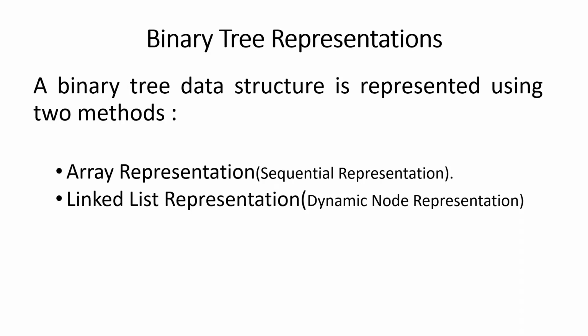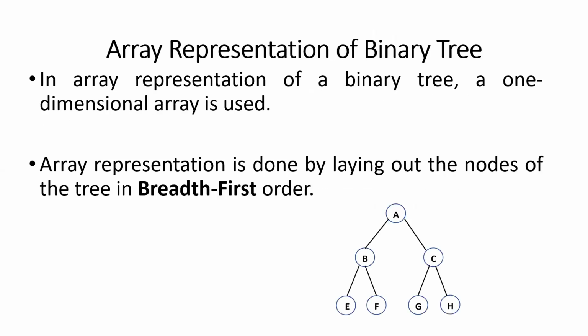When we implement a program, the array size is defined in the beginning, right? We will be making a static allocation of the array size, and the array representation of the binary tree is also known as sequential representation. Is it clear? So I can either name it sequential representation or array representation, and the dynamic node representation or linked list representation. First we will see array representation of binary tree.